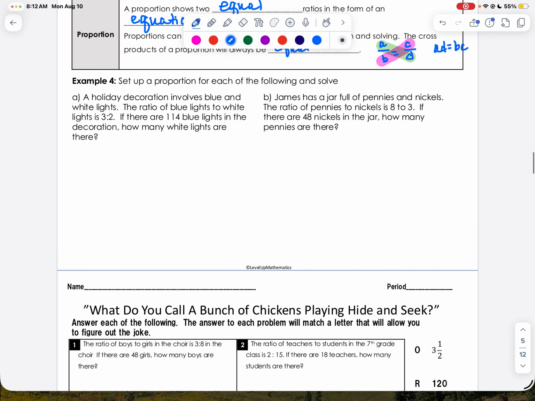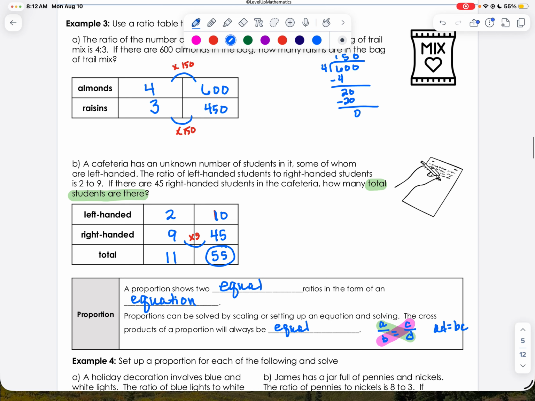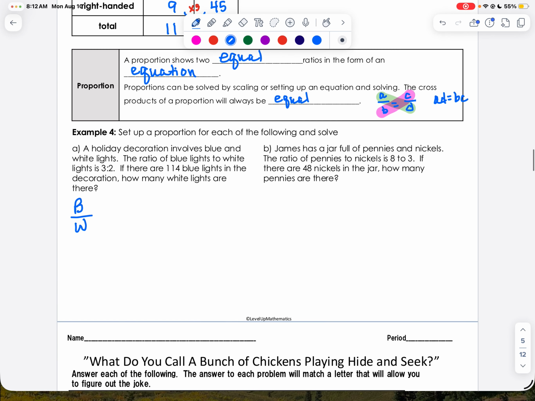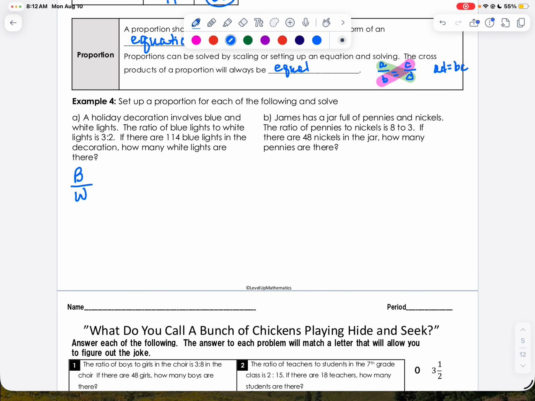Okay? So in example 4, it says set up a proportion for each of the following and solve. In part A, it says a holiday decoration involves blue and white lights. So I'm going to write down the two things we're comparing. And I'm just going to use abbreviations. We're comparing the number of blue lights to the number of white lights. That's just the same thing up here as setting up a table. We were comparing almonds to raisins. Here, I'm comparing blue to white lights.